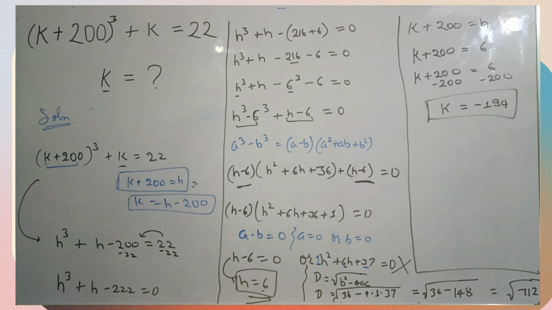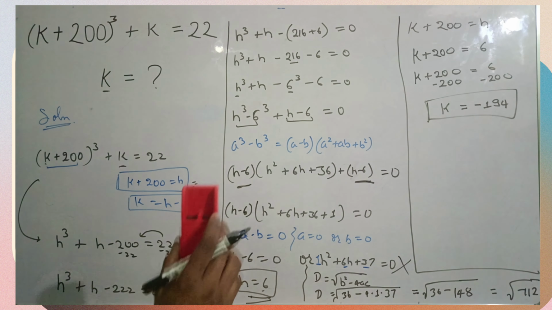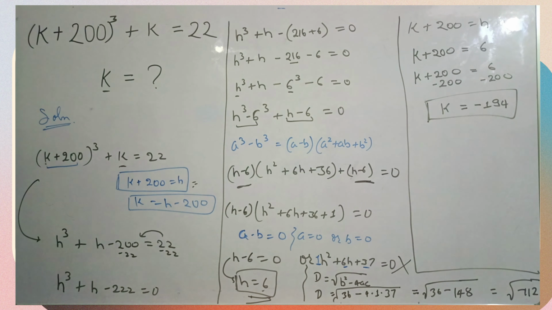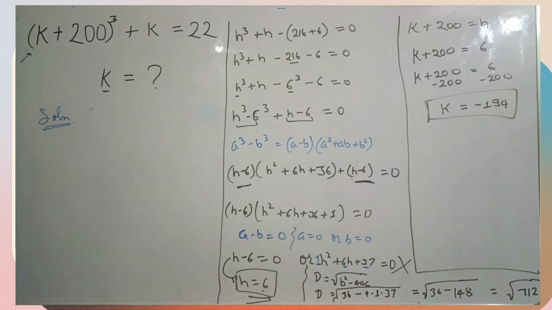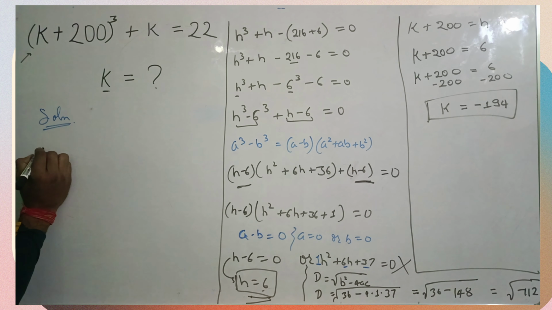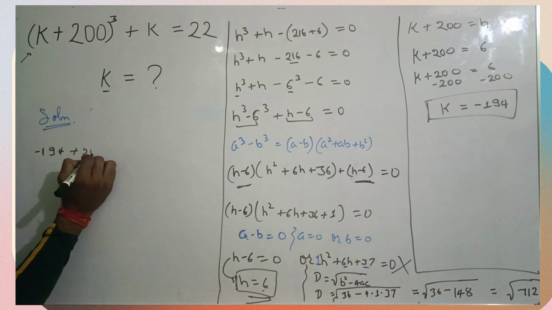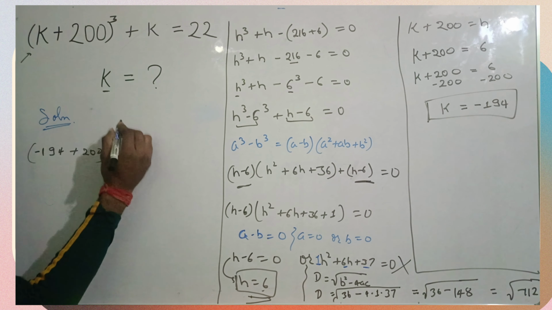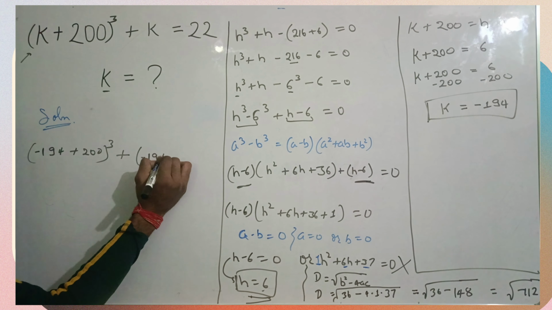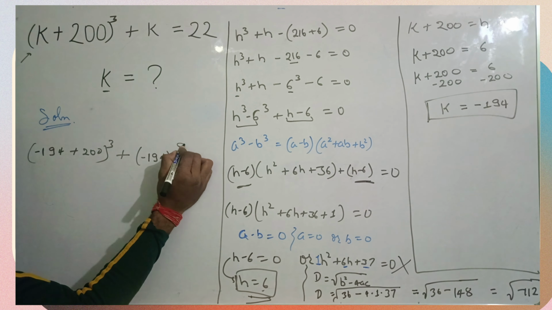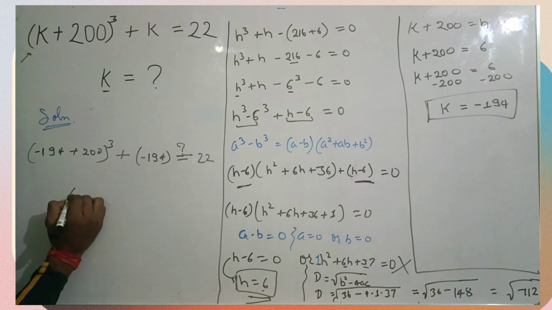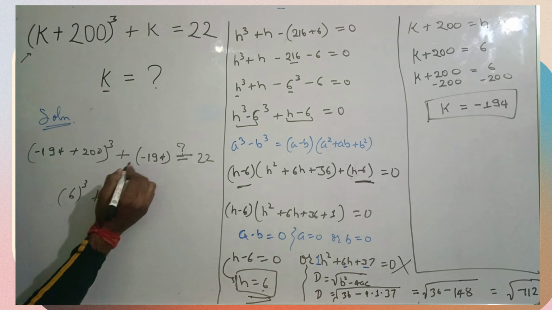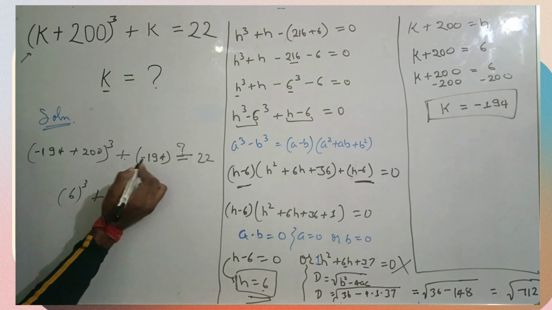Now although we have got the value of k, are we sure that our answer is correct? For the verification, we are going to put the value of k in our real equation. So it's minus 194 plus 200 whole cube plus 1 minus 194, and we are checking whether it is equal to 22 or not. So minus 194 plus 200 is 6. So 6 cube plus, this is plus times minus.